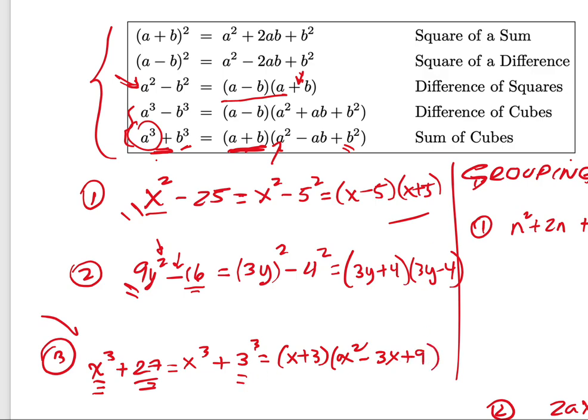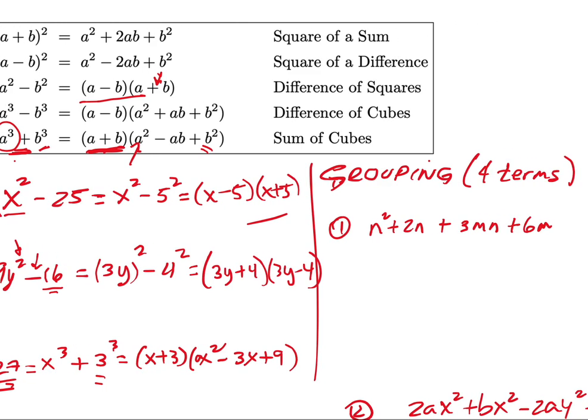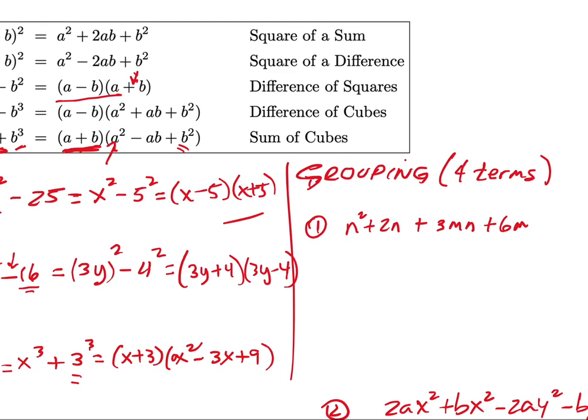Sorry for the bell. Okay, now we can continue with this method called grouping. Whenever you have a polynomial that has 4 terms, 1, 2, 3, and 4, you want to do a factoring method called grouping, which is basically to group the first 2 terms. So I'm going to do that now. And then group the last 2 terms, which is 3mn plus 6m.